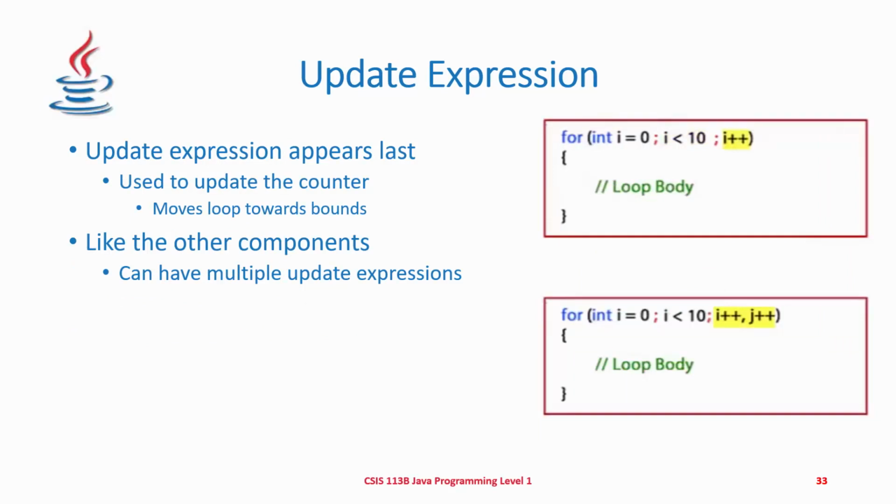And then finally the update expression. It does appear last, again after the semicolon, after our Boolean test expression. It's used to update our counter, so it moves our loop towards its bounds. And like the other components, it can have multiple update expressions. So in the second example there, you can see that we're incrementing i as well as j. And notice that j wasn't even part of the initialization expression in this case. So sometimes you may have it as part of the initialization expression, and other times you would have it initialized before the for loop begins.